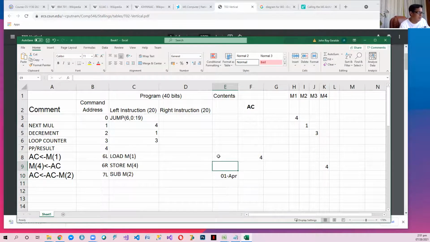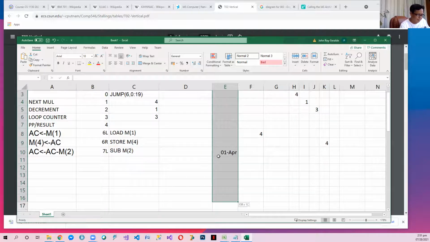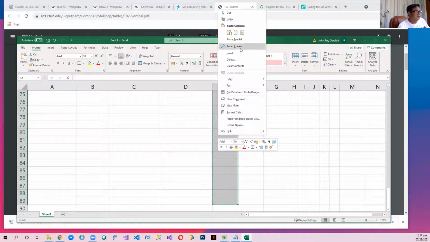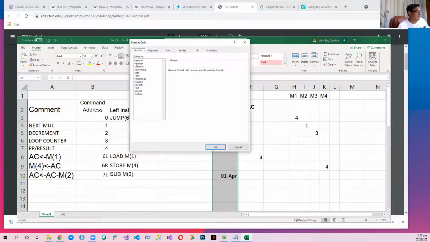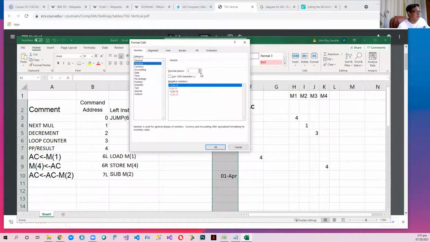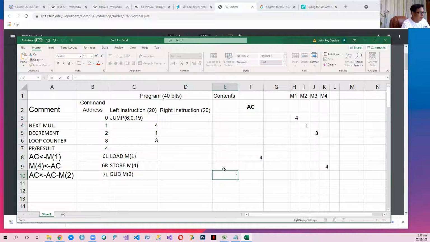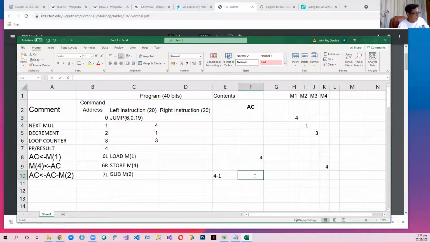Okay, 4 minus 1. I'm sorry. Let's change the format now. Ang hirap ng format nito. 0 decimal places lang, no? Okay. This is what? This is 4 minus 1. Okay. So AC was 4. Now AC is 3. Do you follow? Okay.